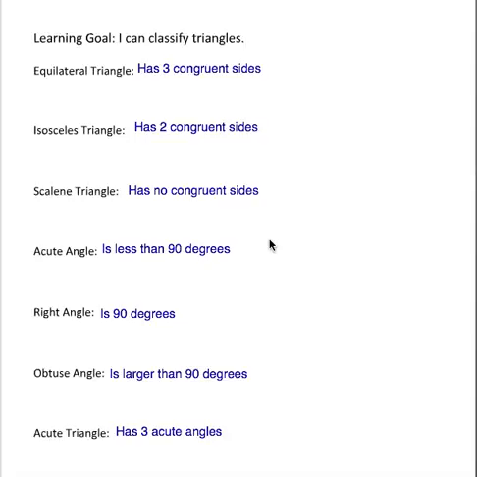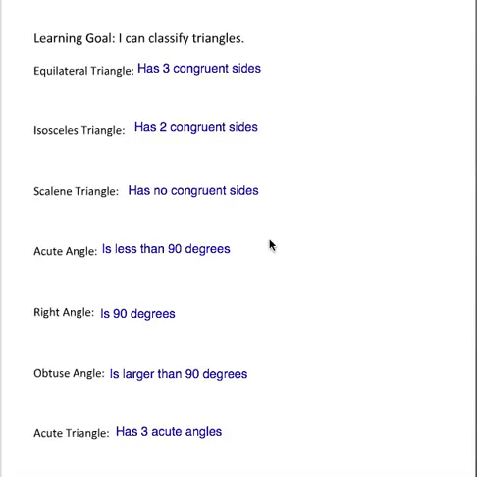So we can classify triangles in two different ways. The first way is by their sides, and the second way is by their angles. Let's first talk about how we can classify triangles by their sides. Triangles can be classified by their side lengths, and it's based on whether or not they have congruent sides. And if you remember, congruent means to be the exact same size and shape.